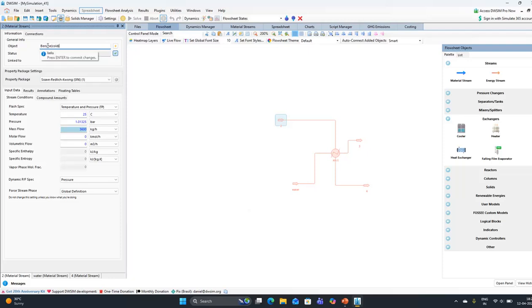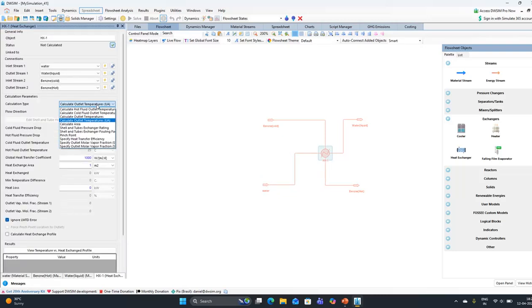Cold. Name the third as water liquid, and name the fourth one as benzene hot. Cold inlet, hot fluid, and heat exchanger.